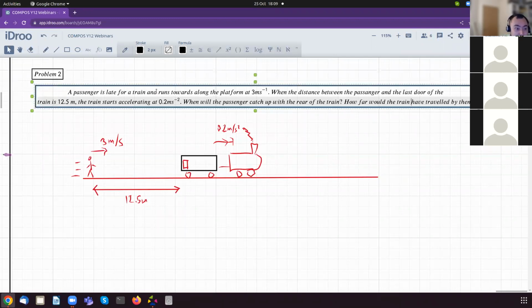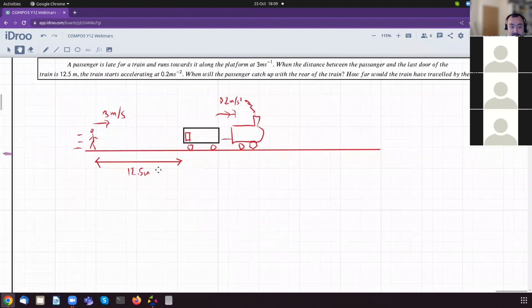The passenger is late for a train and runs towards it along the platform. Nowadays, the doors of trains are automatic, and it used to be that they were manual. So if you run to the train, you can actually open the door and jump in. Not that it's very safe to do, and not that I've never done it.